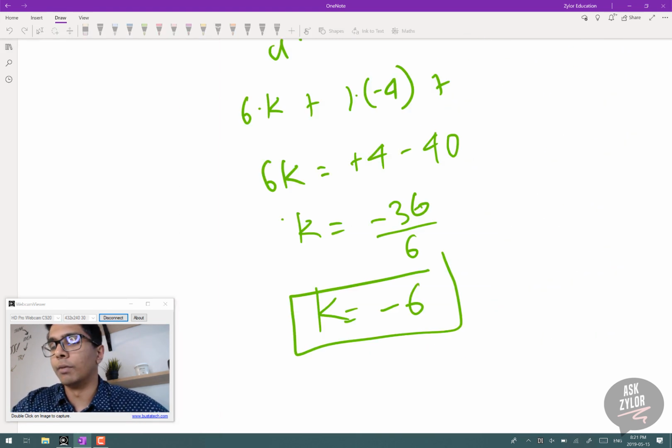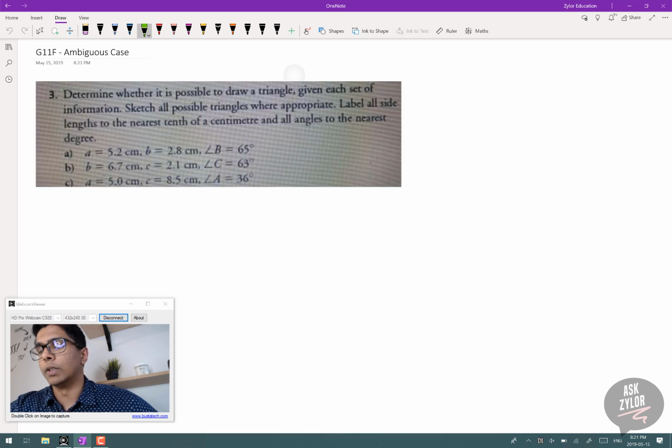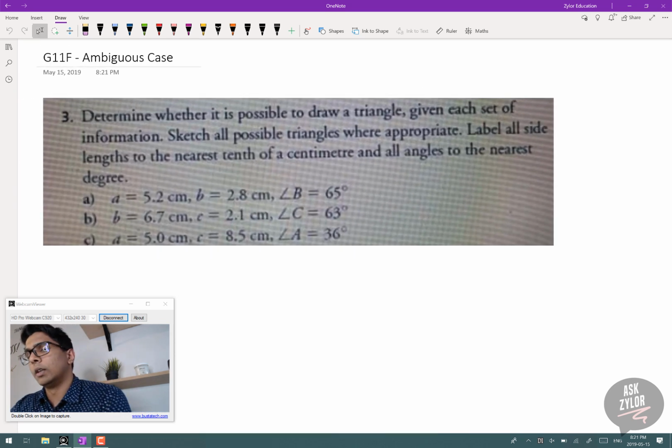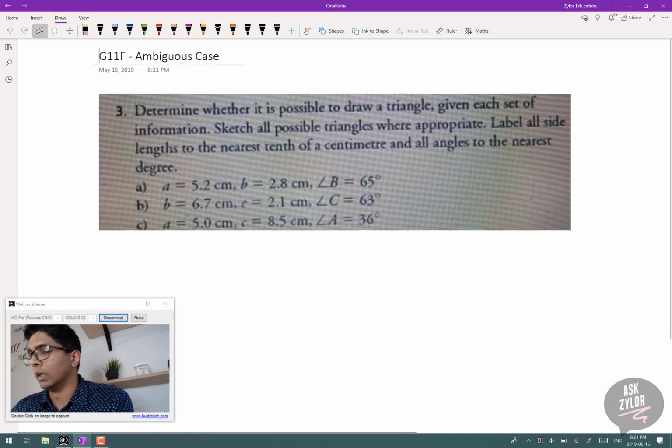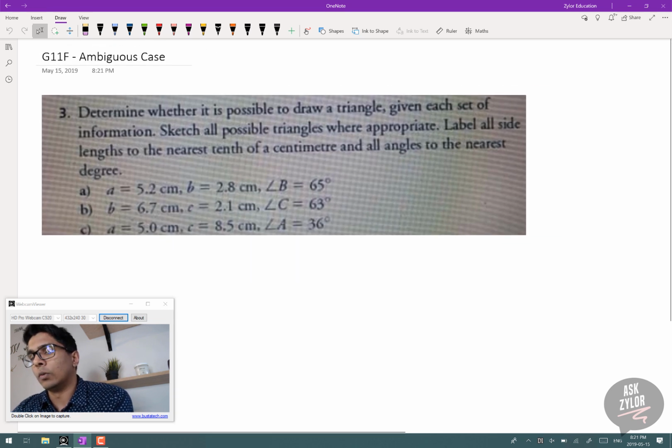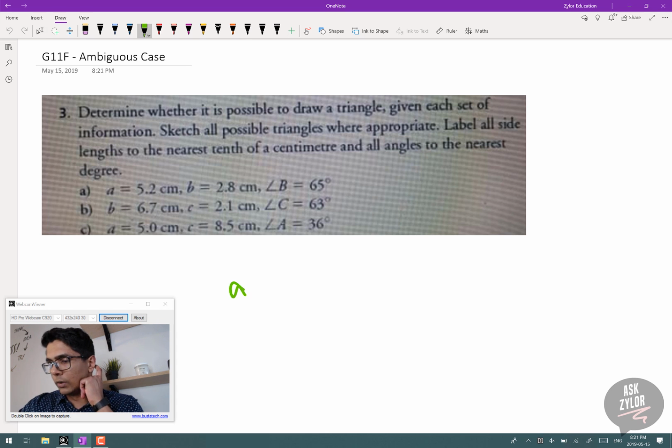So this is a grade 11 functions question. It's dealing with the ambiguous case, so we'll most likely be dealing with the sine law. Determine whether it is possible to draw a triangle given each set of information. Sketch all possible values, A and C. We'll be doing A and C. Okay, so let's start with A.